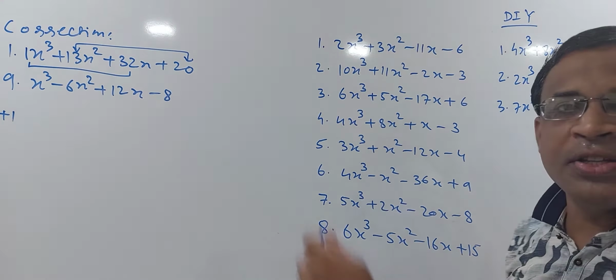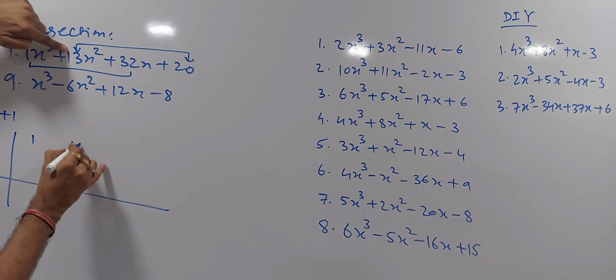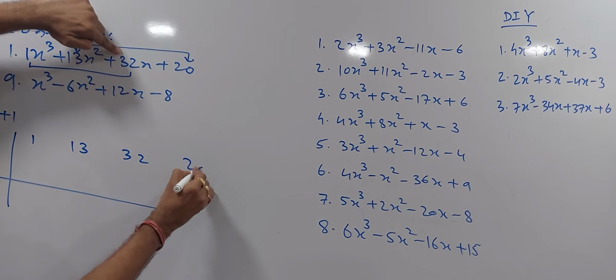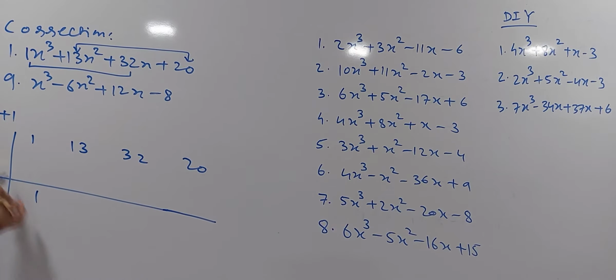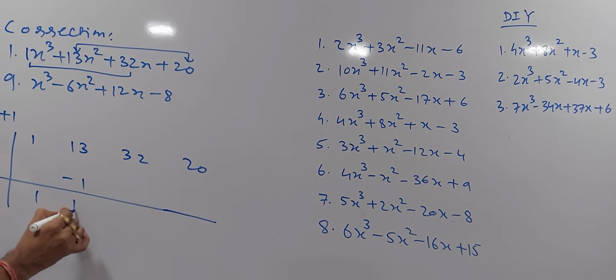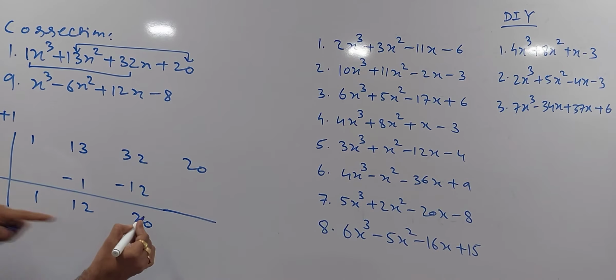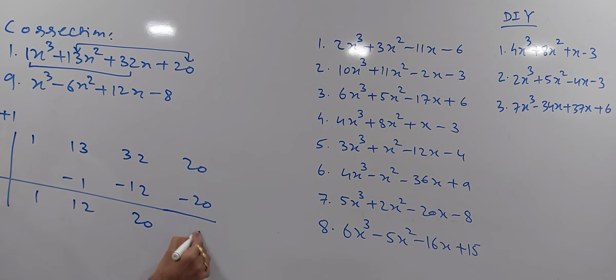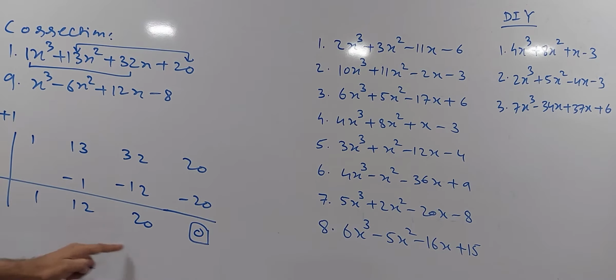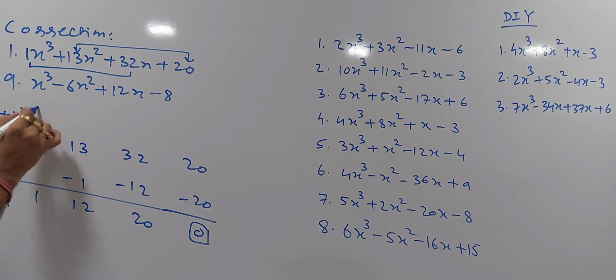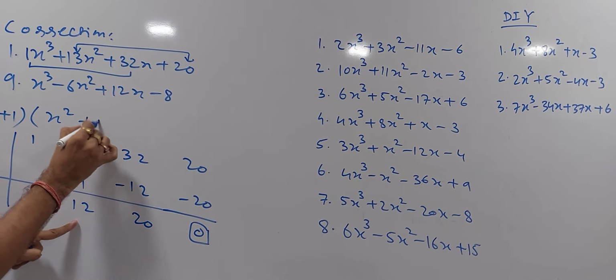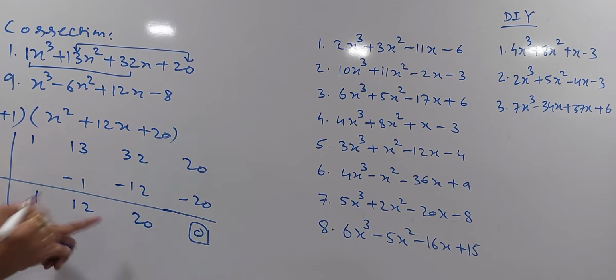As per the synthetic division method, I take minus 1 as one of the roots, and then I write down the coefficients: 1, 13, 32 and 20. Drop down 1 as it is. 1 into minus 1 is minus 1. 13 minus 1 is 12. 12 into minus 1 is minus 12. 32 plus minus 12 is 20. 20 into minus 1 is minus 20. So the addition is giving you 0. That means x plus 1 is one factor, and then, looking at the coefficients here, you get x square plus 12x plus 20 as the other factor.